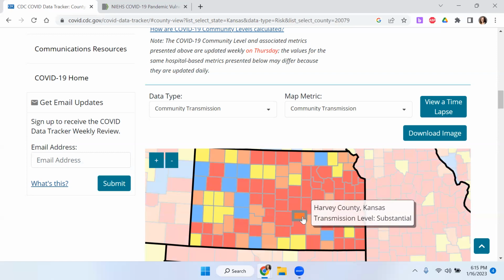If you have questions about this, or you'd like to learn how to find other information about COVID so that you can make informed choices, please let me know.